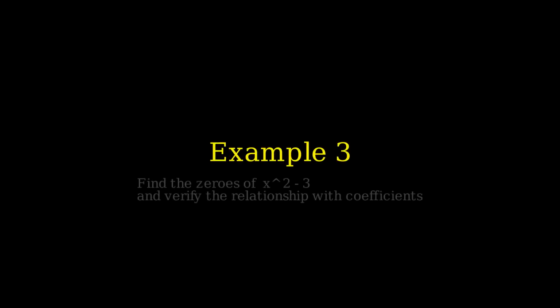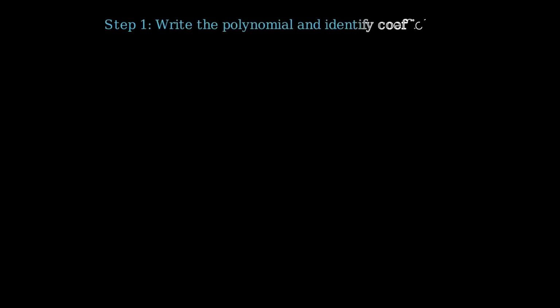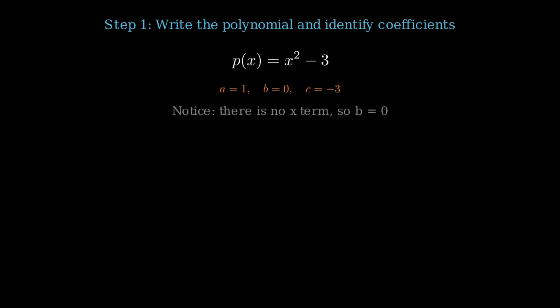Example 3. Find the zeros of the polynomial x squared minus 3 and verify the relationship between the zeros and the coefficients. Step 1. Write the polynomial and identify coefficients. We have p of x equals x squared minus 3. Here a equals 1, b equals 0 because there is no x term at all, and c equals negative 3.